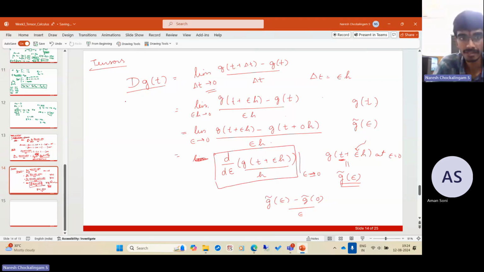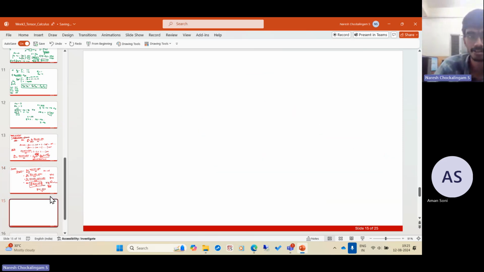Right. So the reason we did this formalism for the derivative at a given point is that this can be easily generalized to scalar, vector and tensor functions. So let us do that. Suppose you have a function g which takes vector inputs. So g is a function of vector x.